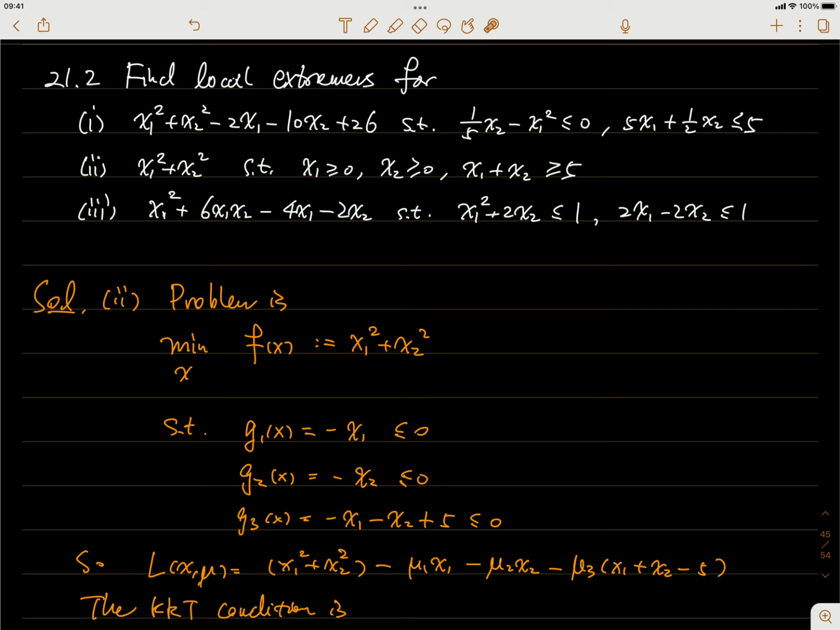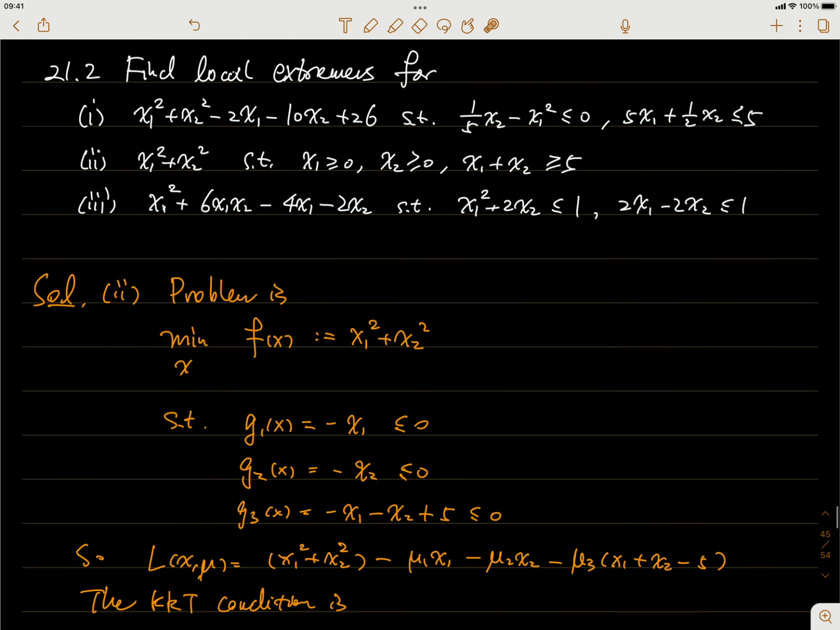If you're looking for local maximizers, then just take the negative of the objective function and do the same thing, minimizing the negative of the objective function. To show this, I'm going to use number 2 as an example. Numbers 1 and 3 are similar, but the computations are much more complicated. I think the numbers were not chosen so well for hand computation. But the procedure for solving them is the same as solving this one here.